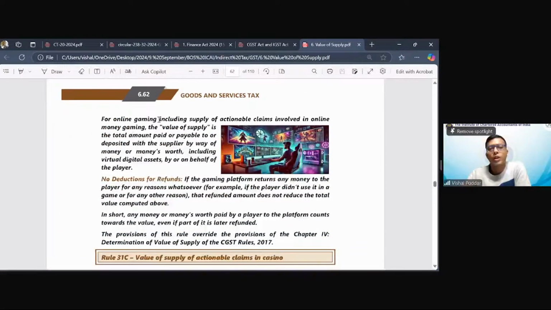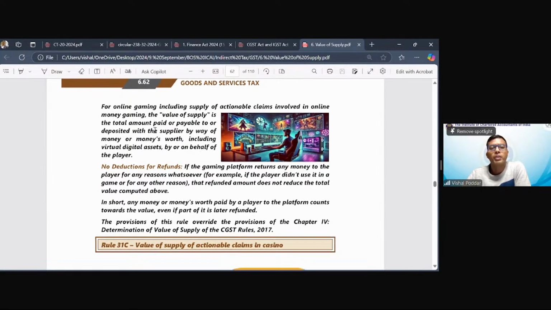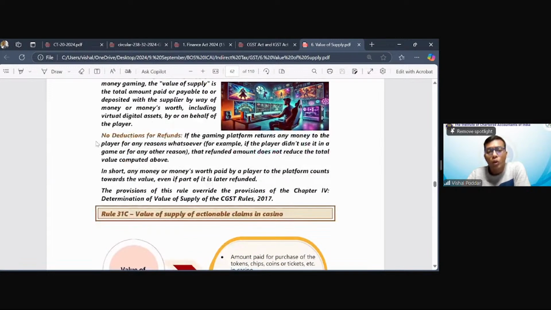So what it says for online gaming, including supply of actionable claims involved in online money gaming, the value of supply is the total amount paid or payable to or deposited with the supplier by way of money or money's worth, including virtual digital assets by or on behalf of the player. No deduction for refunds. If the gaming platform returns any money to the player for any reasons whatsoever, for example, if the player didn't use it in a game or for any other reason, that refunded amount does not reduce the total value computed.